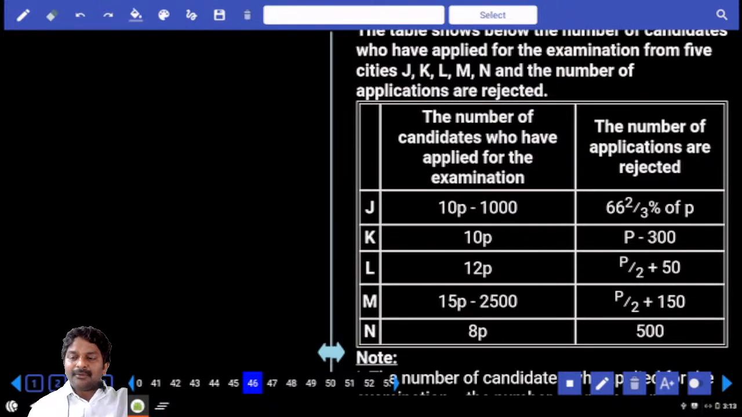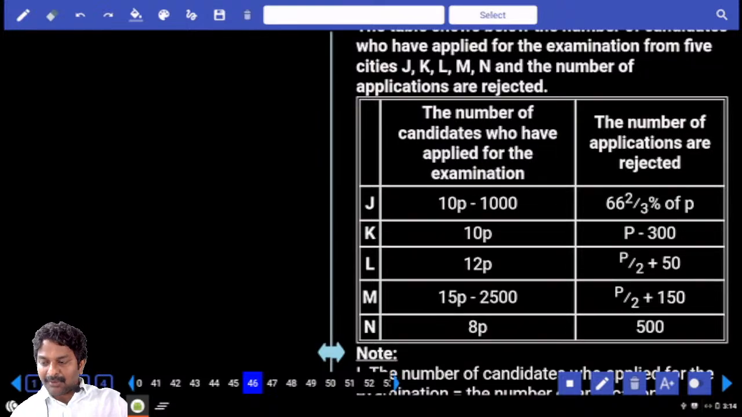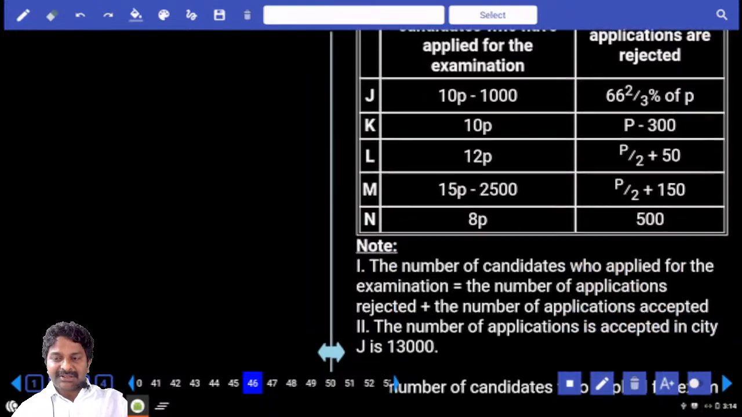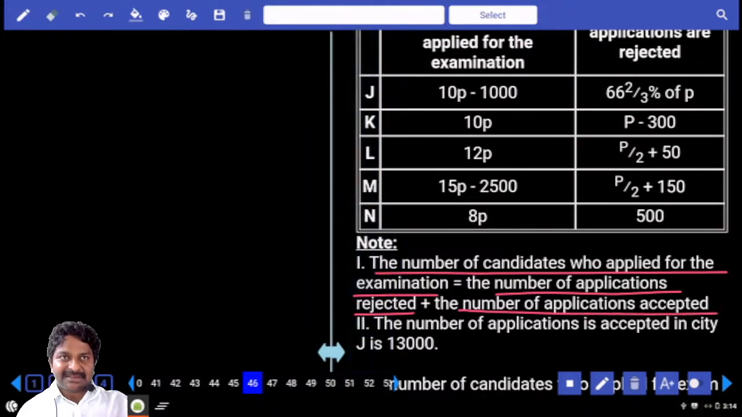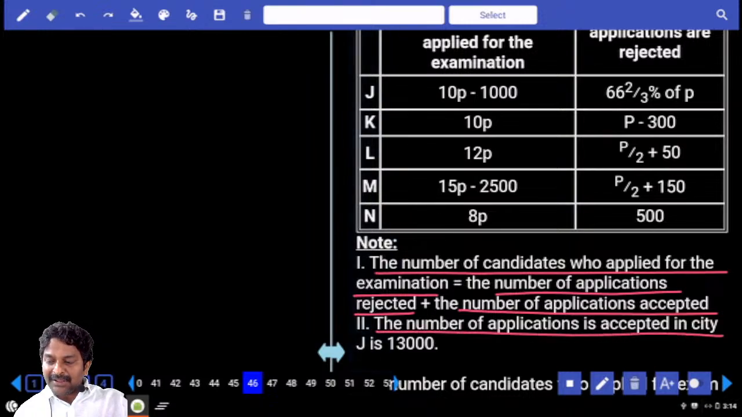But here the only problem is we have a variable, but luckily there is only one variable. P is the only variable which is involved. If you can identify the P value, you are done with it. Yes? Right, come on. Now, in the instruction, nothing is there, but here, note: number of candidates who applied for the exam is equal to applications rejected plus applications accepted. The number of applications accepted in city J is 13,000.